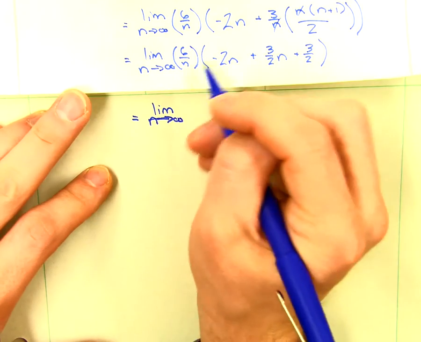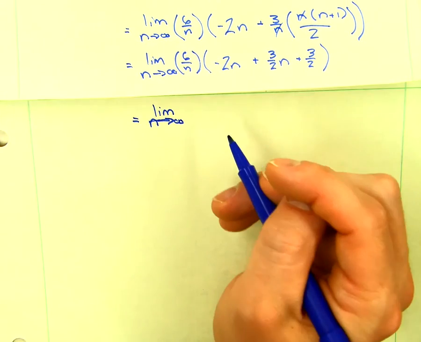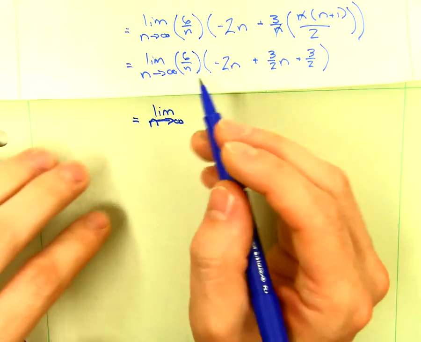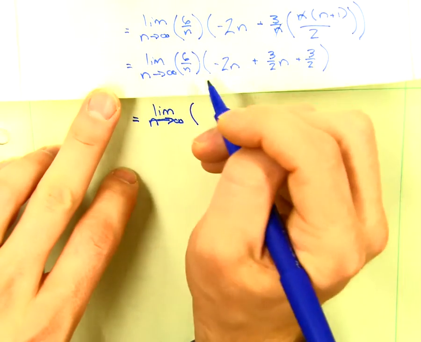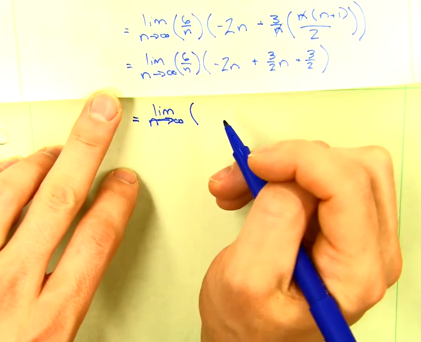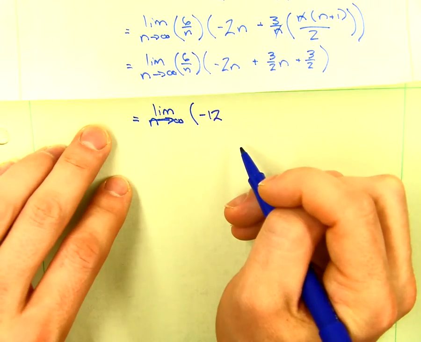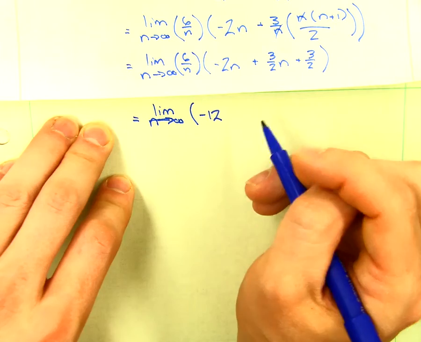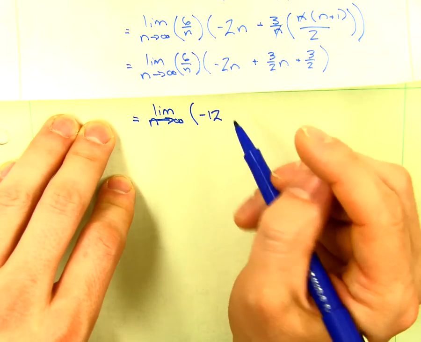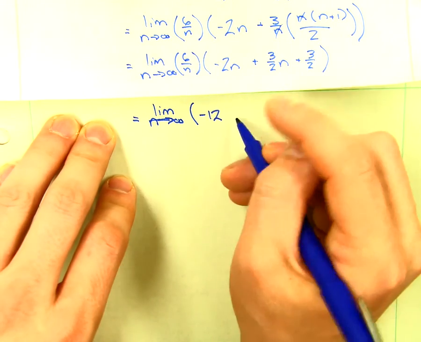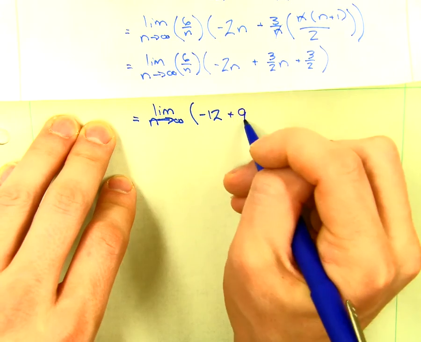And now I can start distributing this 6 divided by n inside. So 6 divided by n times negative 2n. So the n's cancel, and I just end up with negative 12. 6 divided by n times 3 over 2. So I just get 18 over 2. Once again, the n's cancel, I get plus 9.